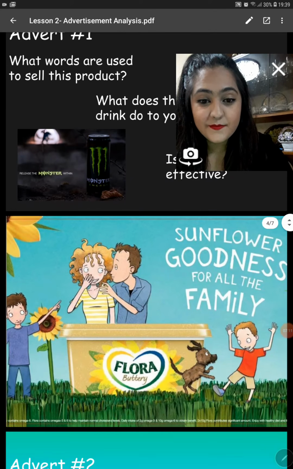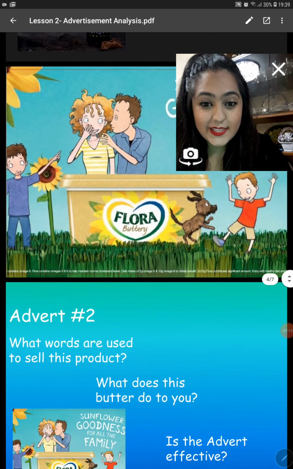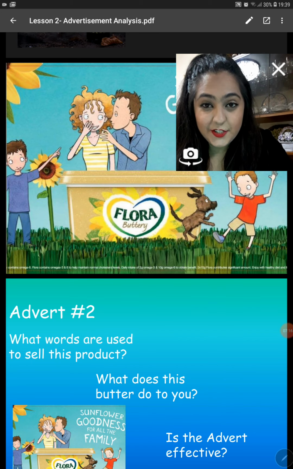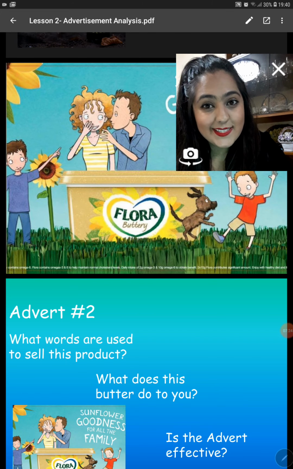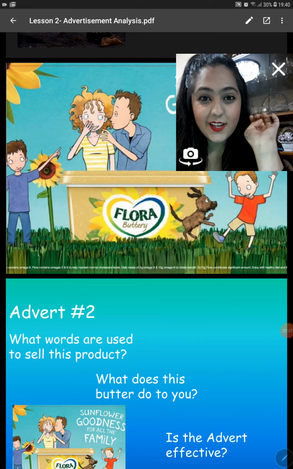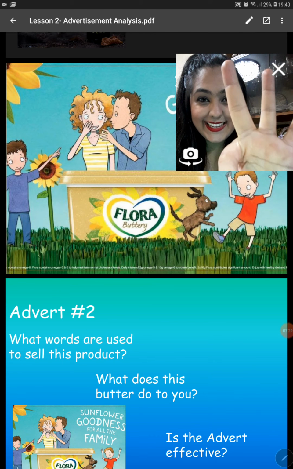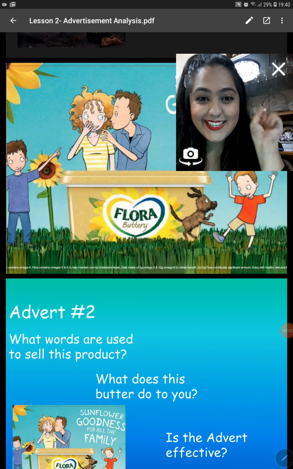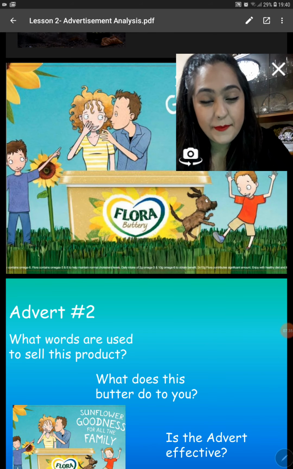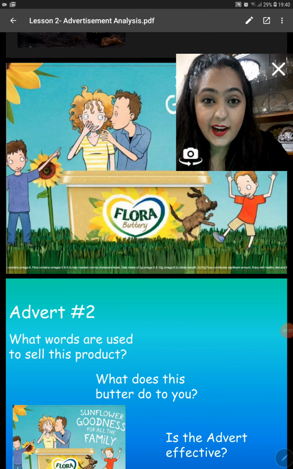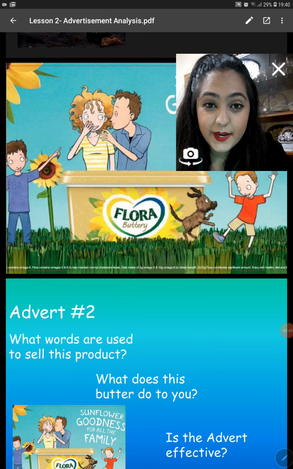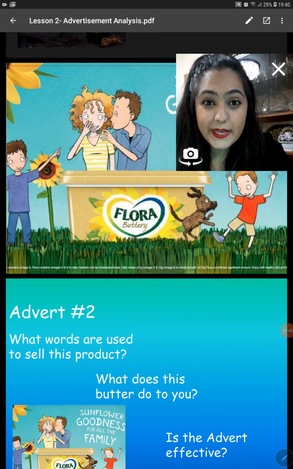Let's look at the next one. What audience do you think the Flora advert interests? I'm going to give you 5 seconds to think about it. Would it be children, parents, or grandparents? 5, 4, 3, 2, 1. Time's up. I hope you have your answer in your head. So the answer for this would be that it would interest parents, because parents want to buy it for their family, and they will look for the best nutrition that the product will have for their family.